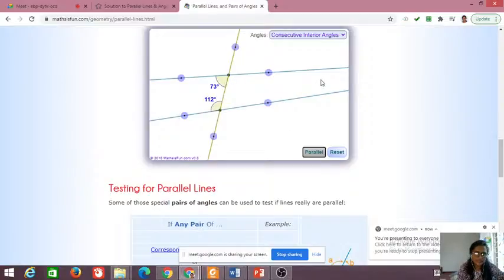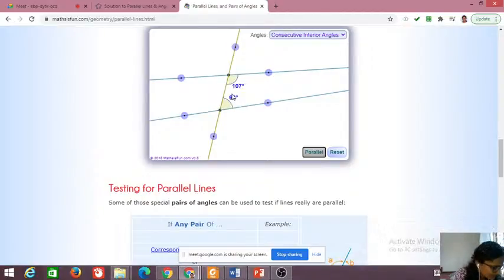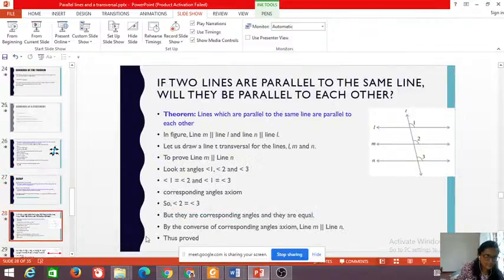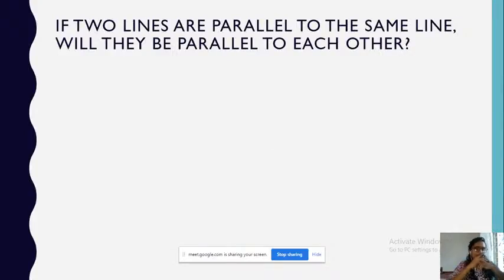Yeah, so here we have two pairs of angles. They are interior angles on the same side. Now look at the measures: 73 degrees and 112 degrees, 107 degrees and 68 degrees. So is the sum supplementary? Are the angles supplementary? No, ma'am. Yeah, both pairs of angles are not supplementary. Now look at the lines. Are they parallel or intersecting? They are intersecting, correct? So from this we can say that when the sum of interior angles on the same side of the transversal is not 180 degrees, then the lines will intersect.